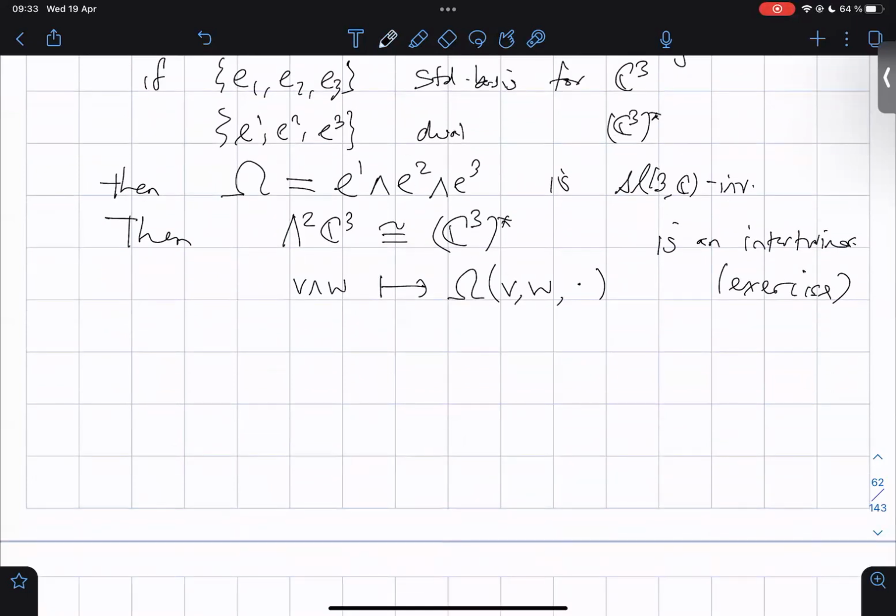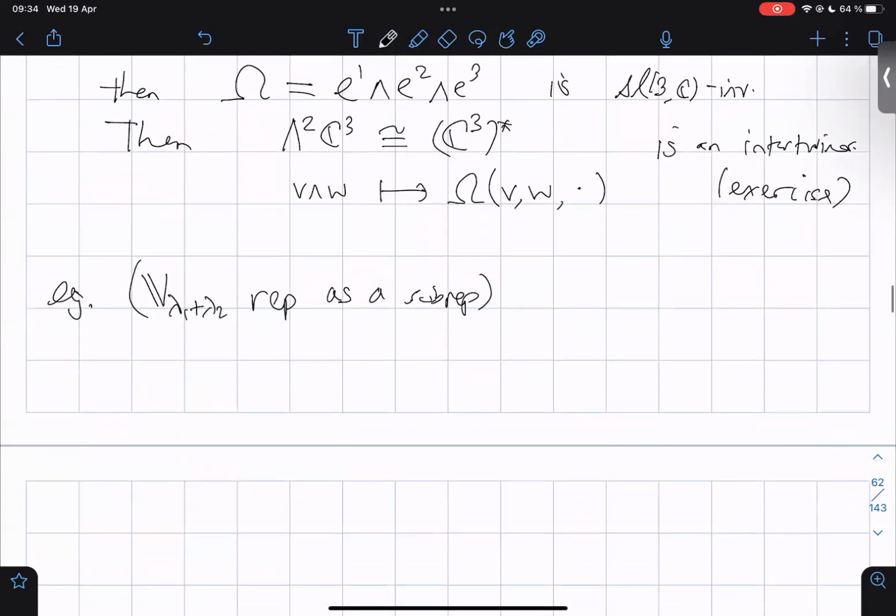The second example is just to give you a feel for how you want to construct these more complicated representations, but we're still going to do it in a familiar setting. We've seen that this is the adjoint representation. Lambda 1 plus lambda 2 is the highest weight. But rather, I want to construct this as a sub-representation. Sub-representation where? First we'll do a recall.